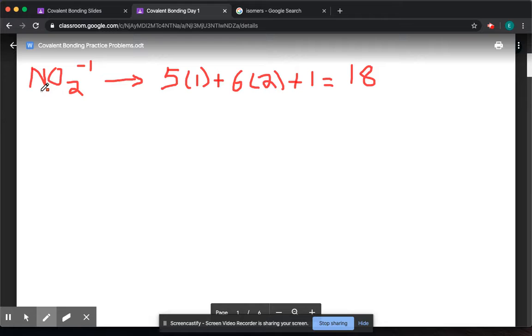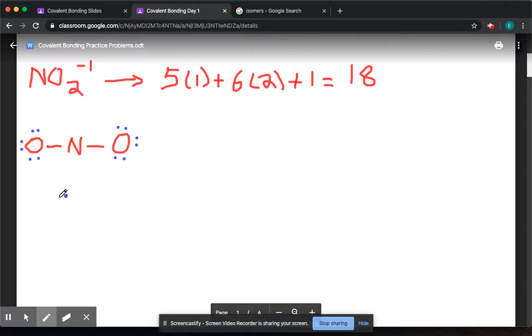Which one should go in the middle? Now when we start drawing it, remember the least electronegative one goes in the middle, and that would be, in this case, nitrogen. Okay, so we are going to draw nitrogen in the middle. One oxygen on the right, another oxygen on the left. Okay. Now let's start adding our dots to the outer ones first. 2, 4, 6, 2, 4, 6.